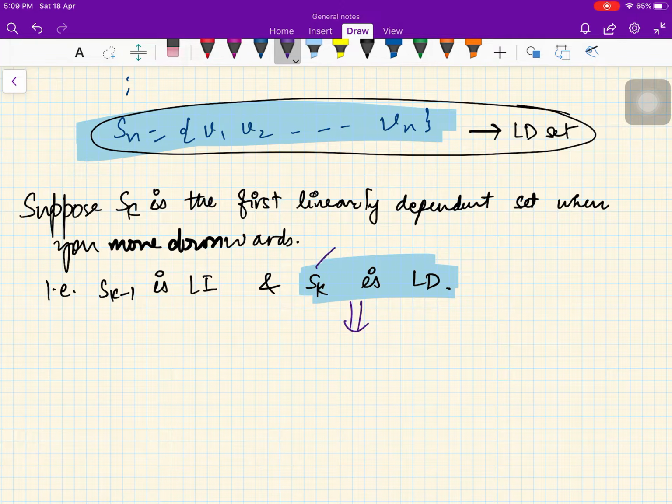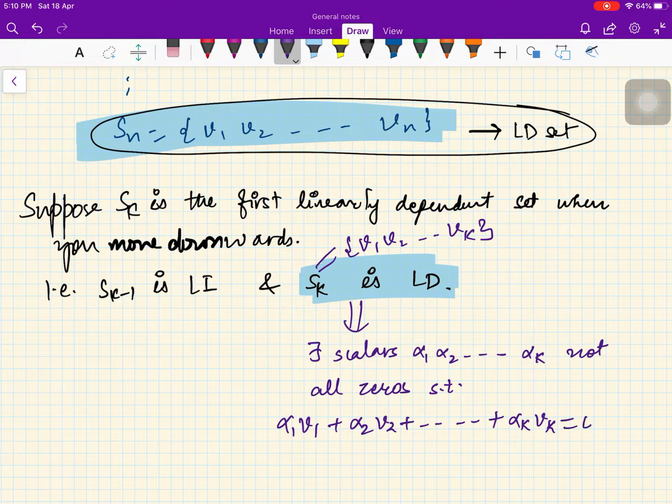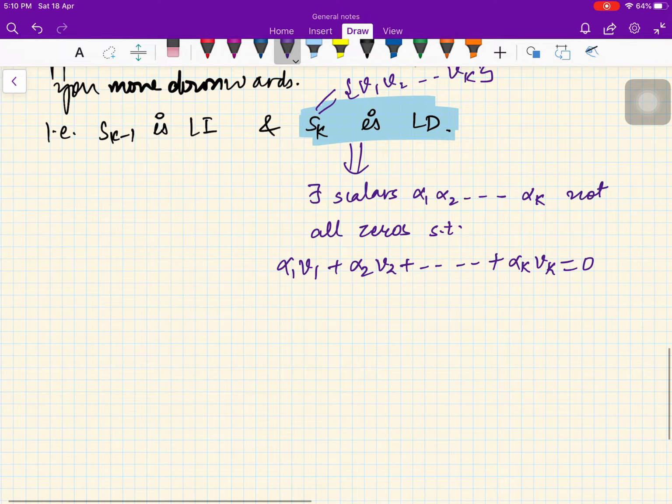Now if Sk is linearly dependent, where Sk is v1, v2, up to vk, it means that there exist scalars alpha 1, alpha 2, up to alpha k, not all 0, such that alpha 1 times v1 plus alpha 2 times v2 plus so on up to alpha k times vk is 0.